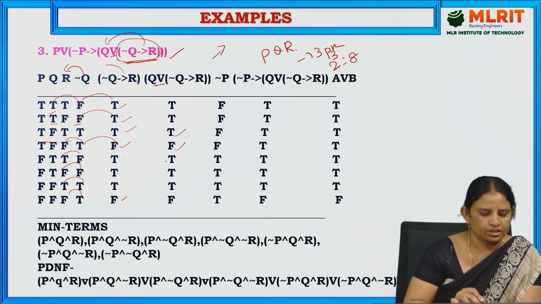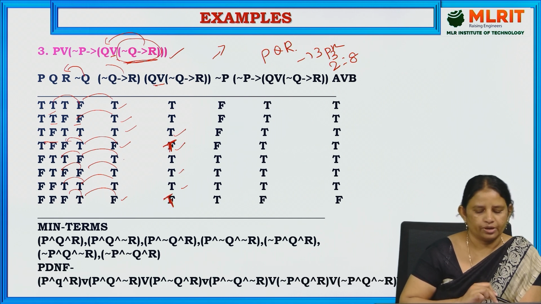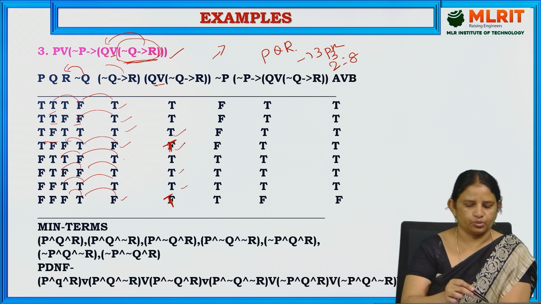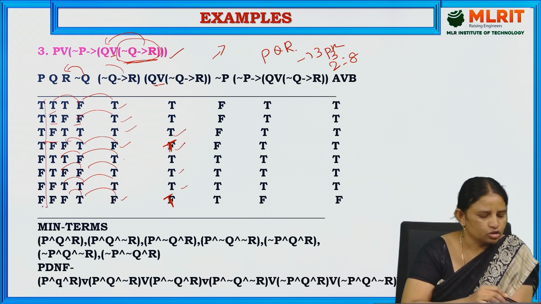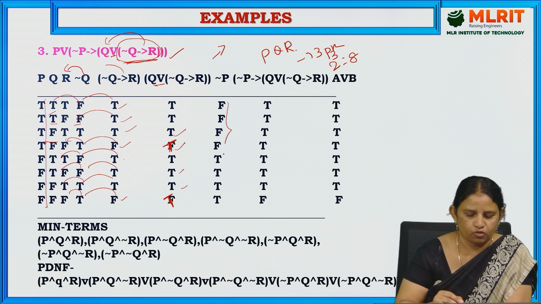Then the next one, true, false is true. It is also true. Next, true, false is true. Then true, true is true. False, true is true. By mistake it was written as true. Next, again take the negation P. Take negation P, so four false, again four true.